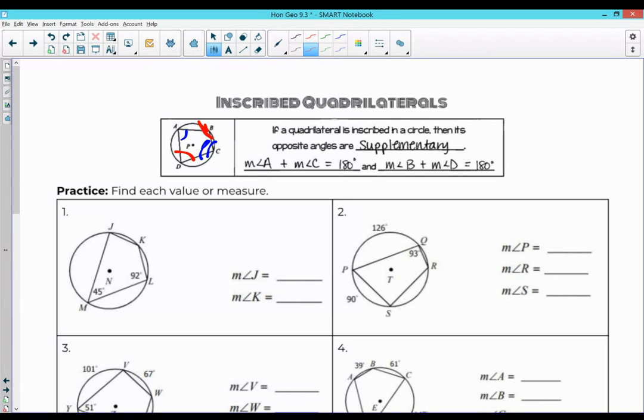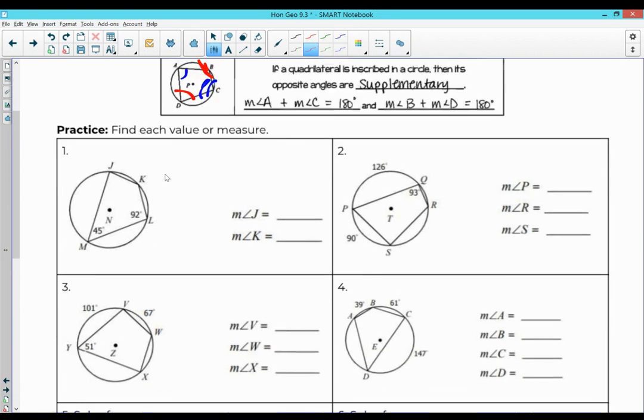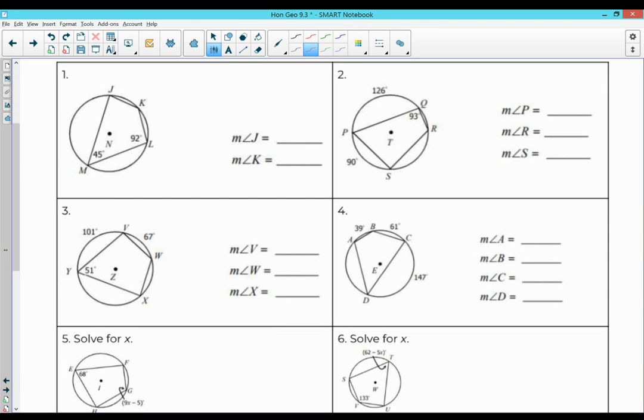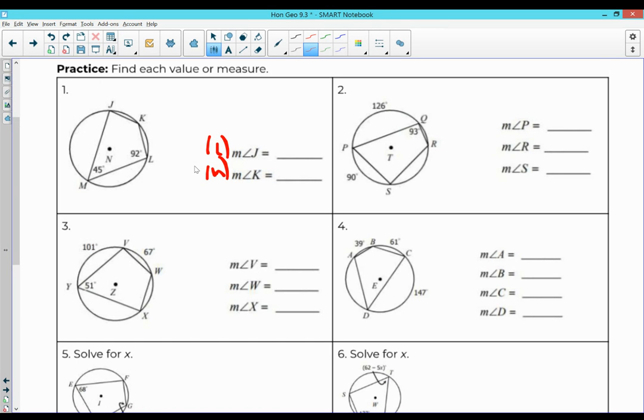Here we go. So we have to figure out what lines up with each other. Sometimes it's tricky. So K and M is what's across from that, and JL is across from that, if that's helpful. So really, we just have to do 180 minus each of them. So for angle J, we would do 180 minus 92 to give us 88 degrees. And for angle K, I would do 180 minus 45 to give me 135 degrees.